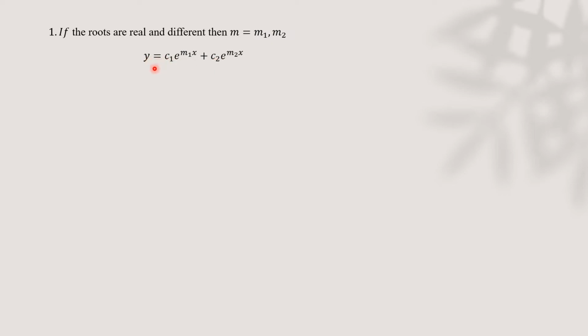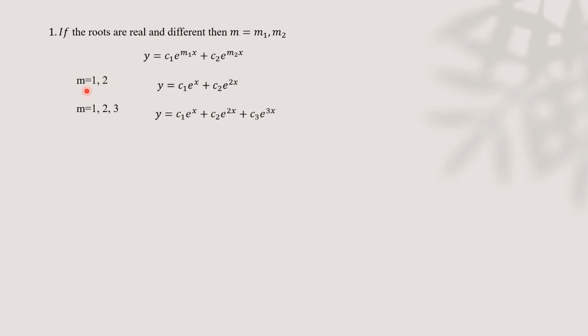For example, if the roots are 1 comma 2, m1 is 1 and m2 is 2, just replace m1 by 1 and m2 by 2. We get the solution as y equal to c1 e power x plus c2 e power 2x. Similarly, if there are three roots 1, 2, 3, then the solution is y equal to c1 e power x plus c2 e power 2x plus c3 e power 3x. I think you all understood.